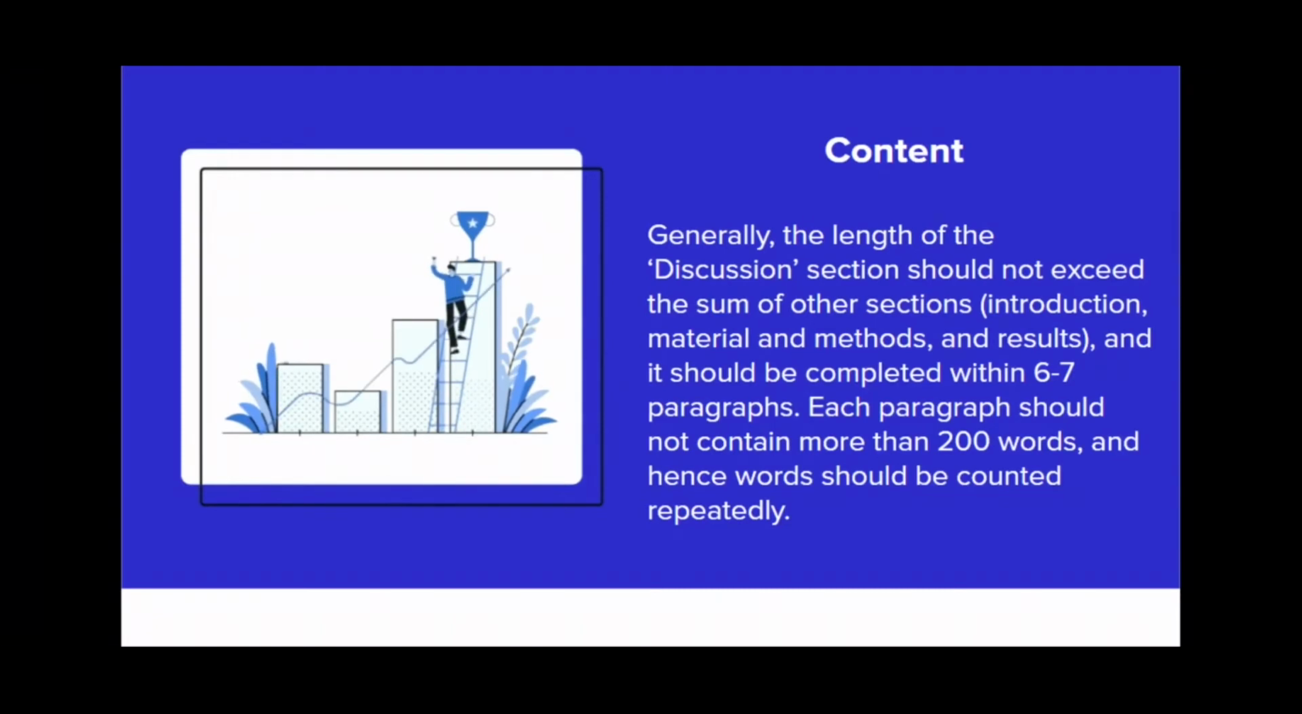Generally, the length of the discussion section should not exceed the sum of other sections, like introduction, materials, methods, and results. And it should not be completed within 6 to 7 paragraphs. Each paragraph should not contain more than 200 words, and hence, words should be counted repeatedly. It also depends on the number of research questions. If you are planning to publish your research paper in the future, you should really secure the total number of words and paragraphs being required by your target publication.